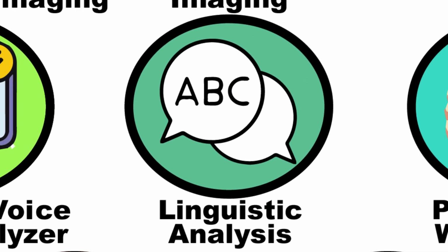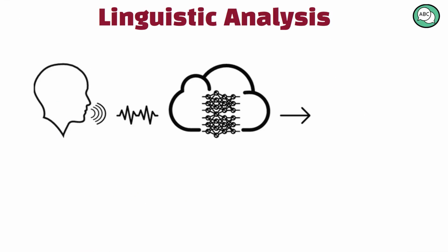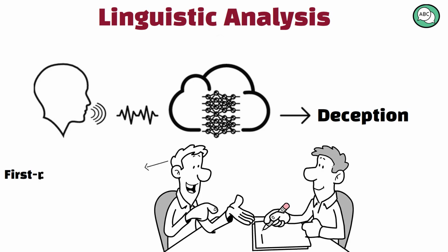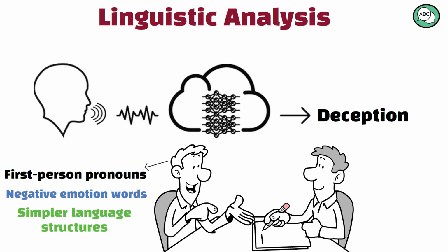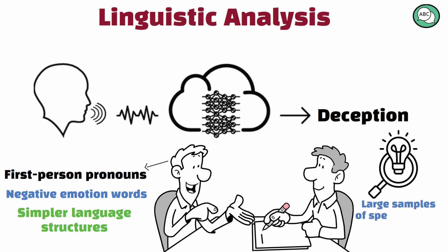Linguistic Analysis. This method examines language patterns and word choice for indicators of deception. For example, liars might use fewer first-person pronouns, more negative emotion words, or simpler language structures. While this can provide insights, it requires large samples of speech or text and may not be reliable for short statements.